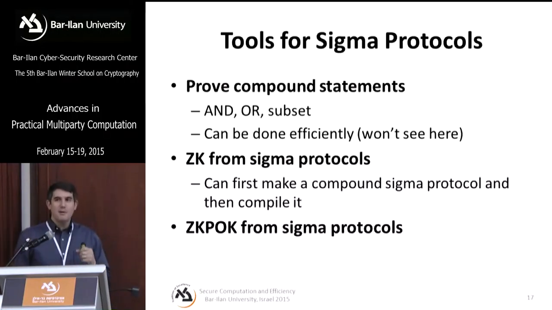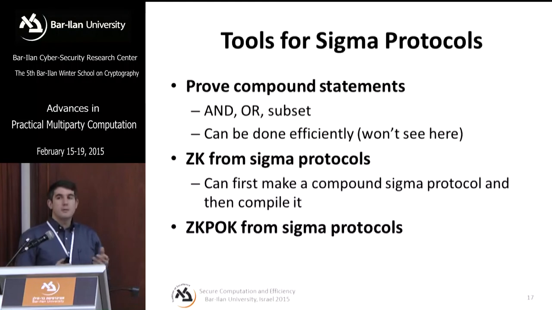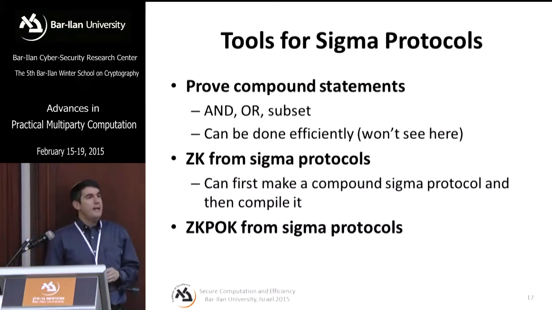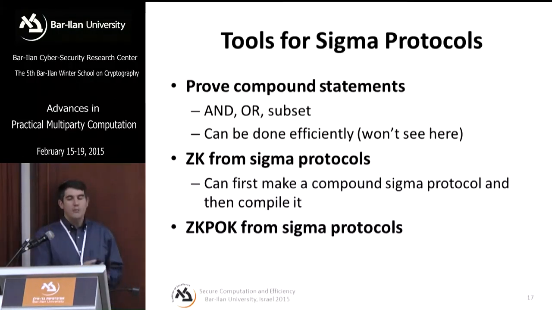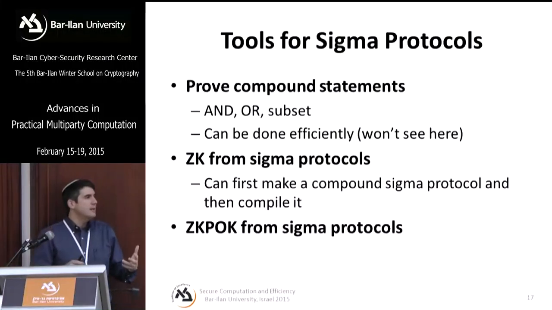There are many very powerful tools for sigma protocols. One, for example, is you can prove complex compound statements. So you have a number of statements. You can prove any AND or a subset of those statements very efficiently. So I can say either the first statement is true, or the second statement is true, and the third statement is true, and so on and so forth. Or I can have N statements and I can prove to you very efficiently that exactly half of them are true. This is surprising.